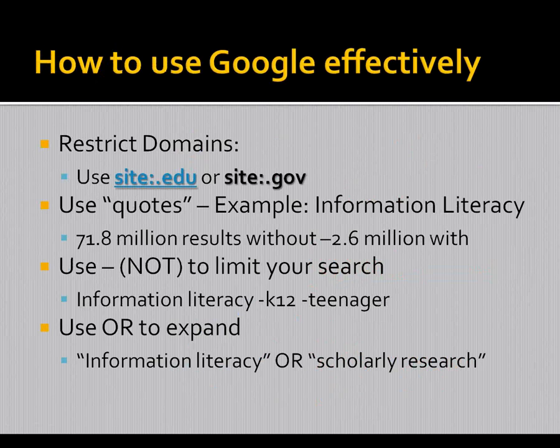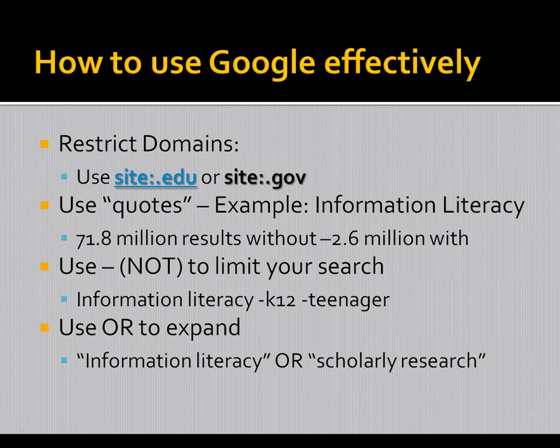First of all, if you're in Google, you can restrict your searches to specific domains. If you use site: and then the domain name of .edu or .gov, it will restrict your search to only those websites. So you'll only get educational websites if you use that. If you put your information in quotes as opposed to just typing it in there, I did a search for information literacy, and I got 71.8 million results, but when I put it in quotation marks, I got 2.6 million.